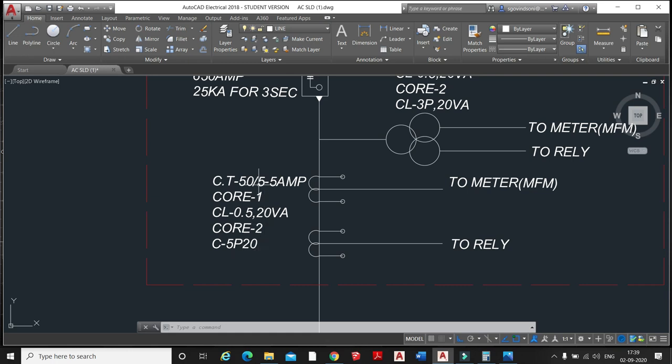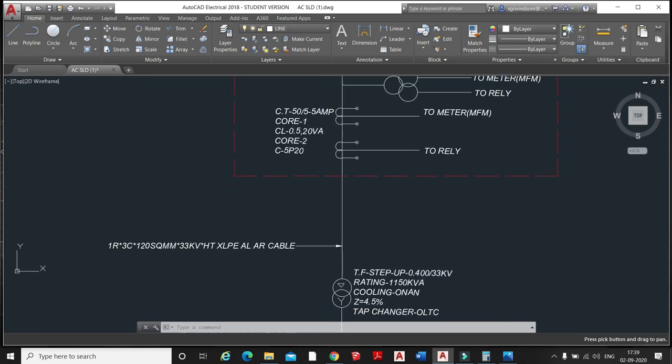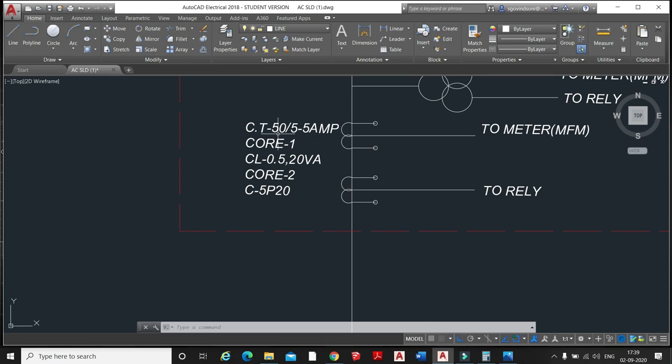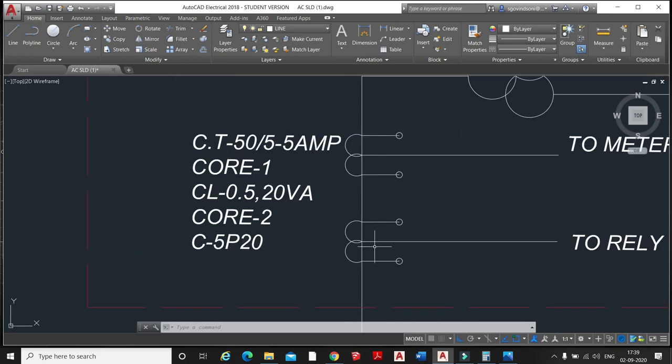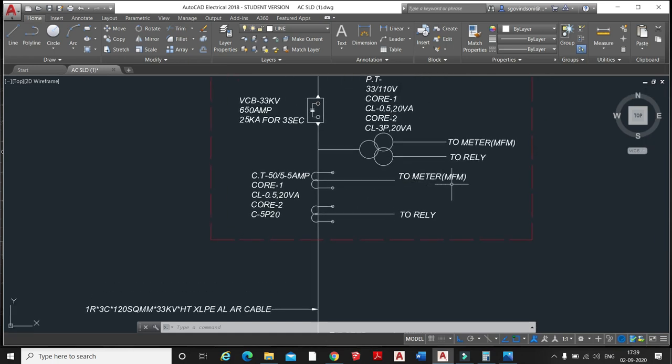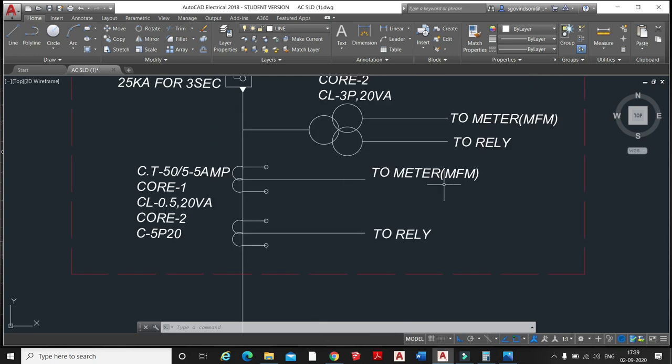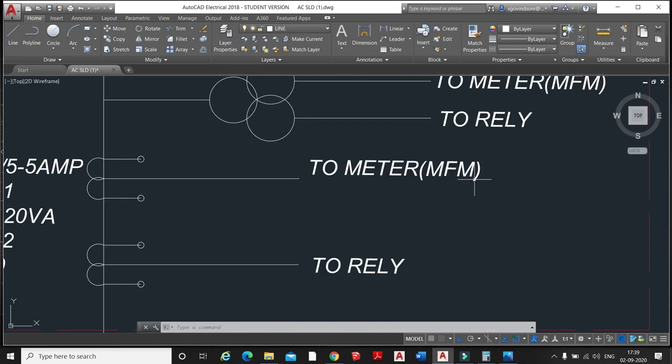What is your normal current? Which is 50 ampere. Because the current delivered by the transformer is 22 ampere, we choose the CT rating as 50 by 5-5. Why 2 times 5-5? Because there are 2 cores of your CT at the LT side. Okay, and class 0.5 is generally used for metering purpose, and this is your metering, and the connection will be delivered to the MFM meter, multifunction meter.